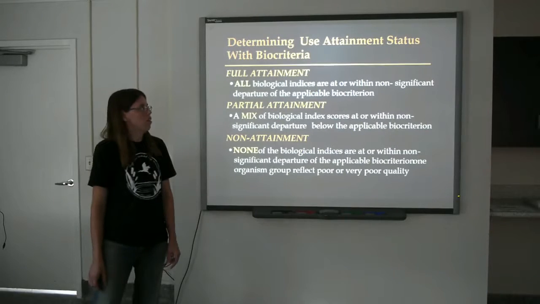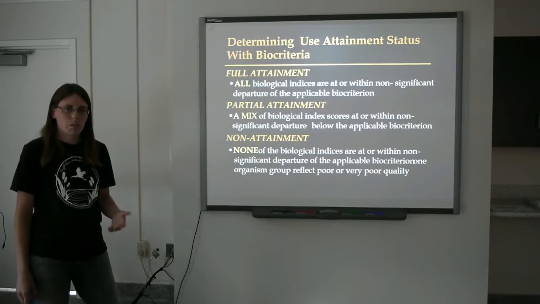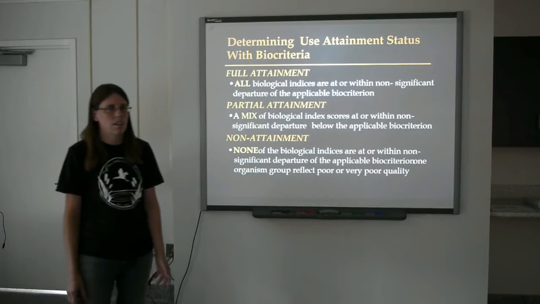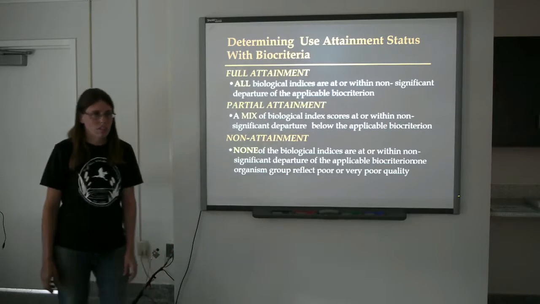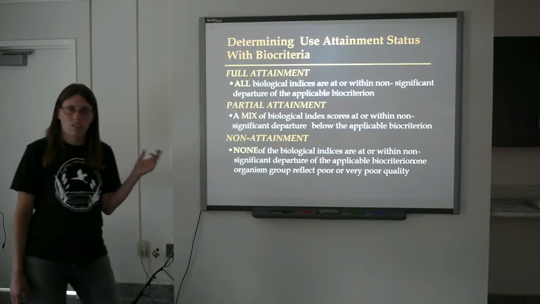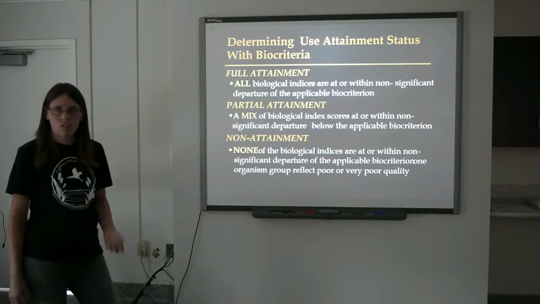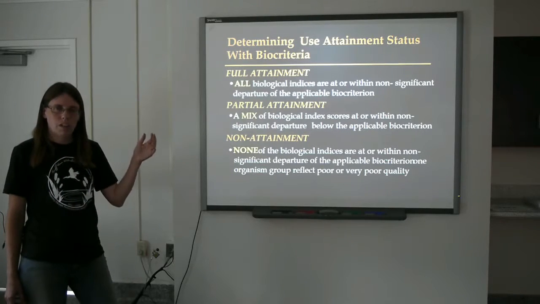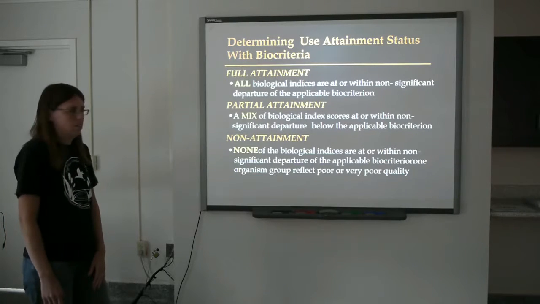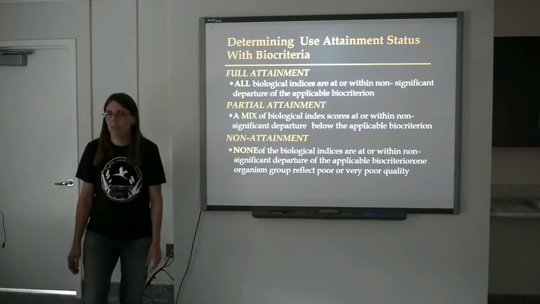Within these attainment statuses, a site or a segment of a site can have full attainment, partial attainment, or non-attainment. A site that is fully attaining its aquatic life use will have all of the biological indicators meeting the criteria. A site that is in partial attainment will have some biological indicators meeting and some not meeting. A site that is in non-attainment will have none of the biological indexes meeting.